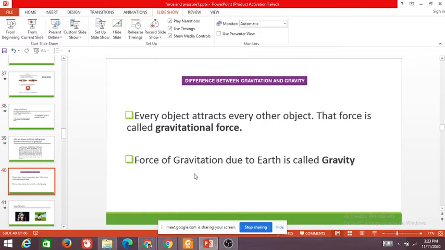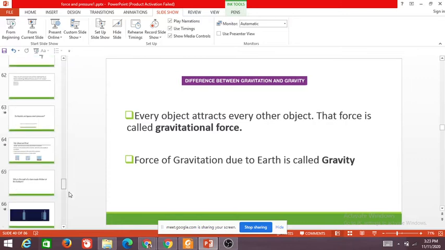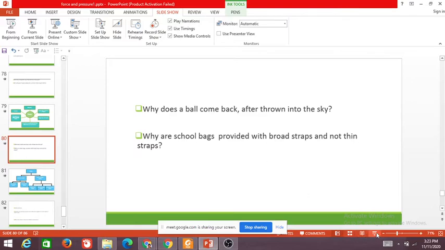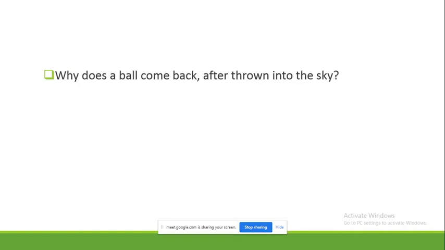And force of gravitation due to Earth is called gravity. Okay, you'll need it in your future classes, in your higher classes, you'll learn about it in detail, but just for now, you just need to know what is gravitational force and what is gravity. Okay? Now, let's go back to our question. So, now you need to find out why a ball comes back after being thrown into the sky. Is it because of gravitational force? Is it because of gravity?